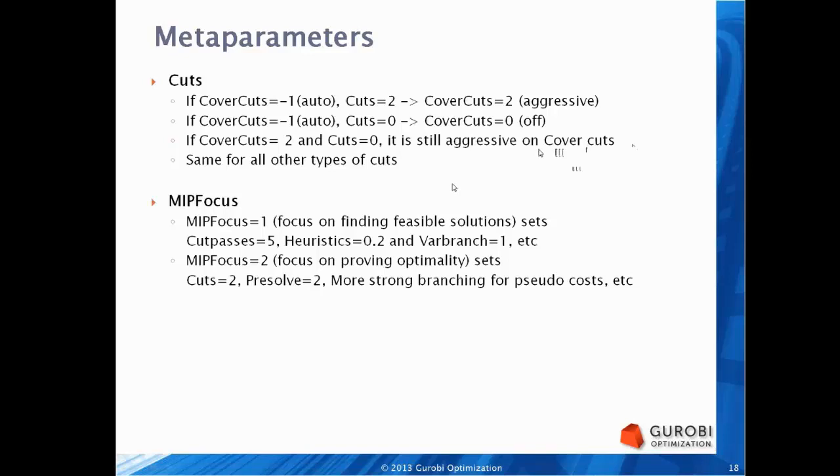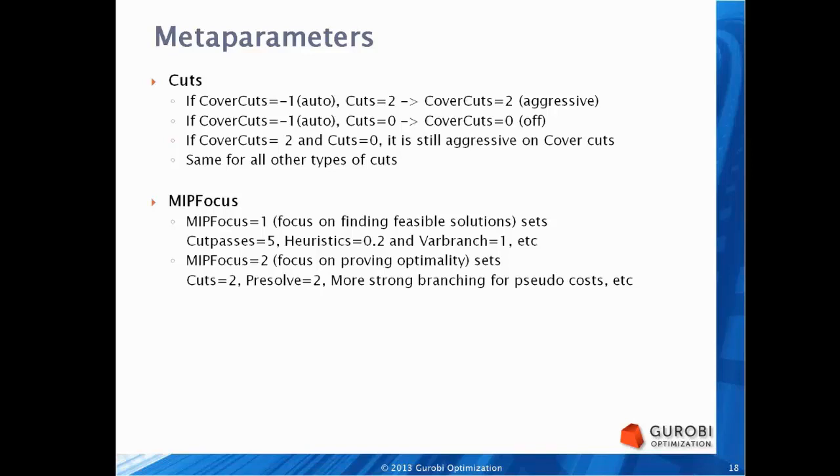And we also have another meta parameter called MIP focus. For a lot of users, who just want to find a good feasible solution, you can set MIP focus equal to 1. It's a meta parameter. It will set limit cut passes to 5, so less aggressive on cuts, more aggressive on heuristics. It sets the heuristic parameter to 0.2.